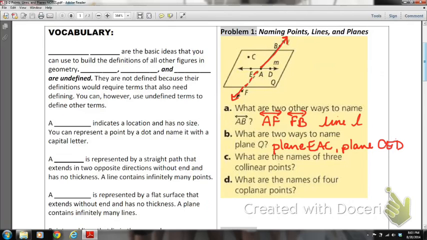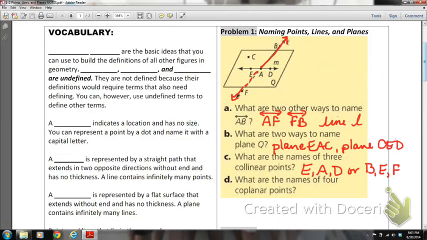What are the names of 3 collinear points? Collinear means they lie in the same line. So E, A, and D are 3 that lie on the same line. Another example would have been B, E, and F because they lie on the same line.